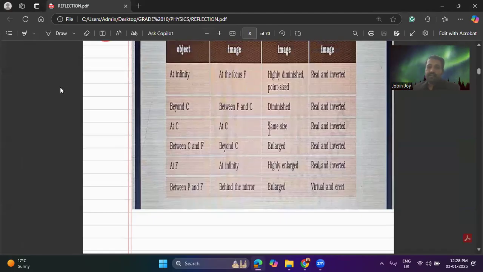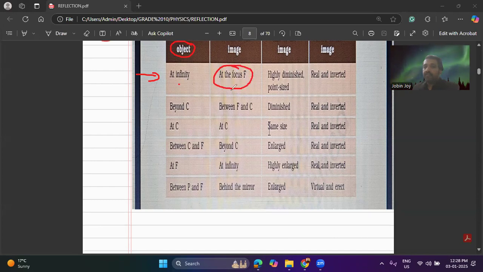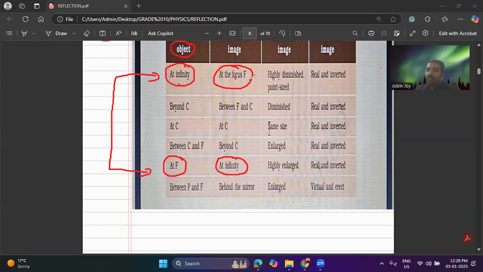Okay, whatever we discussed, it is mentioned here. So first case is the object is at infinity. Okay, where is the position of the image? The image will be in the focus. So the reverse, the fifth case I told you. If the object is at infinity, we will get image at focus. If the object is at focus, the image will be at infinity. Okay, you can easily study.